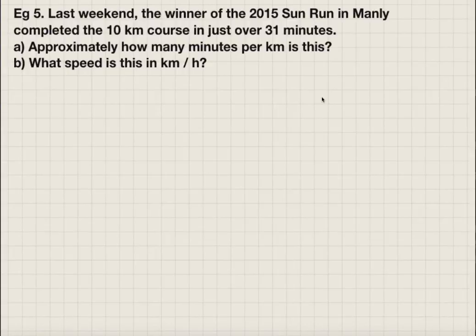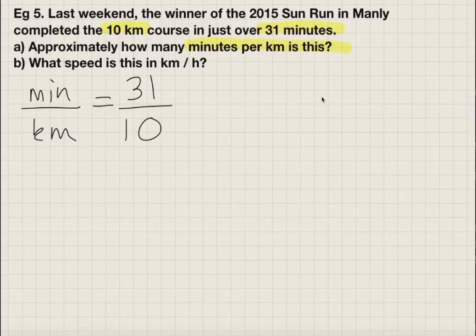Example 5. Last weekend, the winner of the 2015 Sun Run in Manly completed the 10-kilometre course in just over 31 minutes. Part A, approximately how many minutes per kilometre is this? So we want minutes per kilometre. So minutes on top, kilometres on the bottom. Our minutes is 31. So we've got our 31 for time there and our kilometres there. 31 minutes over 10 kilometres.